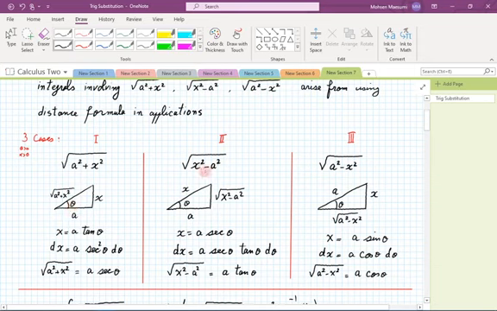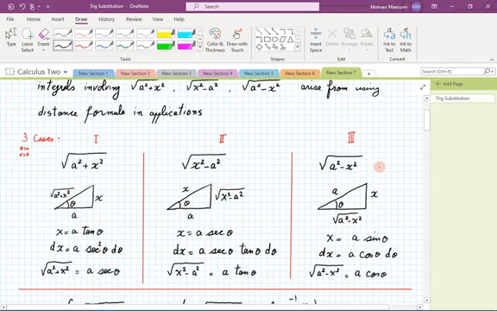Similarly, if you have an expression with the square root of x squared minus a squared, in this case we take x to be the hypotenuse, a will be this leg, theta the angle between the two of them, and the opposite is going to be equal to this expression. What's the relationship between our variable and this angle? You can easily check that x is equal to a secant theta. We take a differential, the derivative of secant is secant tangent, and this opposite side in this case is going to be a times the tangent of the angle.